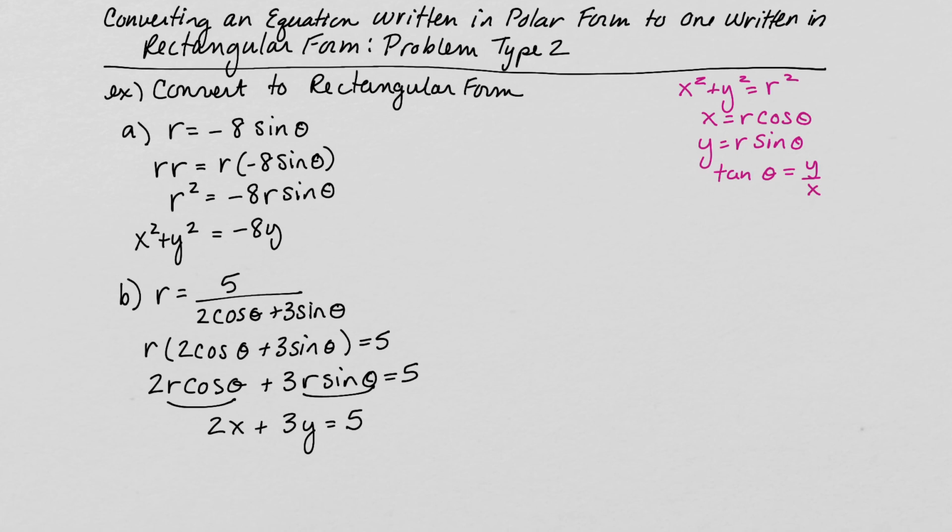So converting, if you don't have that r sine theta or r cosine theta, figuring out a way to get the r in there, either by multiplying both sides by r or multiplying the bottom of a fraction up like we did in this last problem, those are good ways to get the r cosine theta or the r sine theta that you need to be able to replace it with x or y.